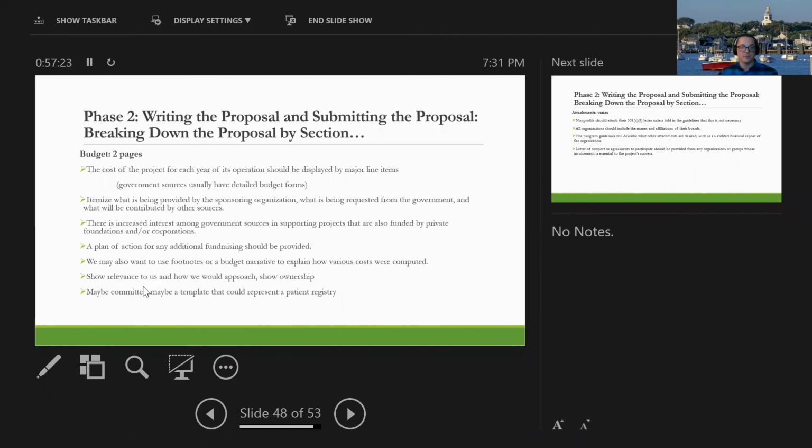Show relevance to us as the organization and how we would approach it. Show ownership, maybe a committee, maybe a template that could represent, okay, that goes back to my past organization in terms of a patient registry. That was the project we were working on, a patient registry. And so again, budget's really important.